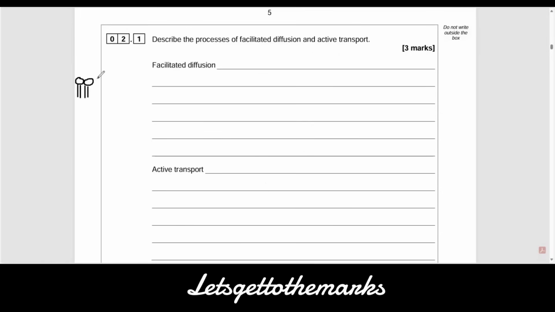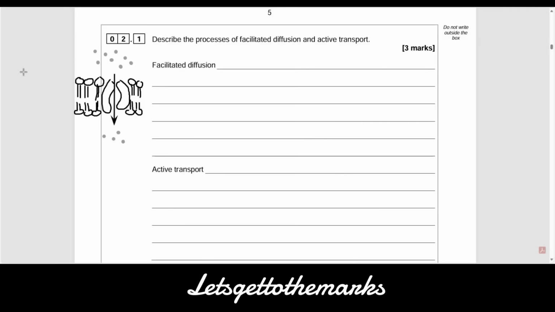So let's think about facilitated diffusion. Well, what have we got? I've got my little phospholipids in a membrane. I've got this thing here in the middle of the phospholipids with a hole through the middle of it. What's that? That's a channel protein, if you didn't know. And facilitated diffusion is when substances move from a high concentration to a low concentration through a channel protein.